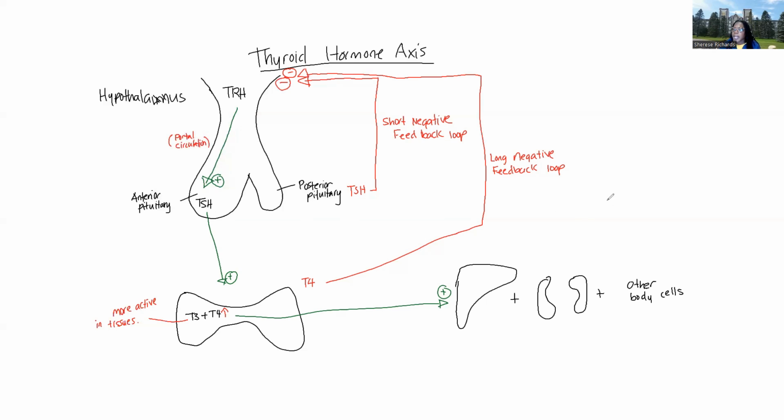So let's just make a note here that T4 is more actively involved in the negative feedback. Okay, and let's also make a note here that the effect on our peripheral tissues is increased calorigenic effect.